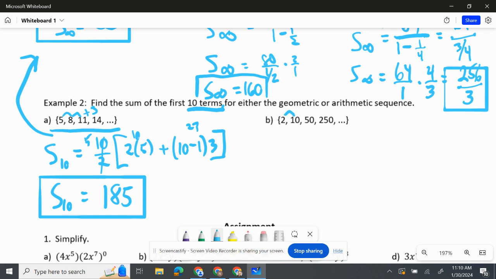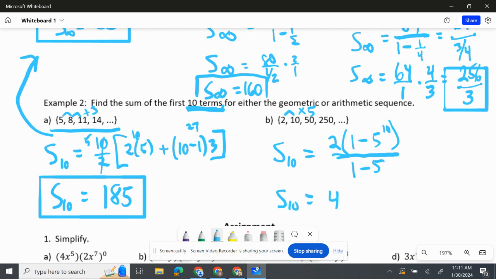For the second one, notice that it's being multiplied by 5, so that means that it's geometric. So I'm going to use the geometric sum formula. Once again, it's not infinite because they're saying how many terms it is. So our first term is 2, and then 1 minus the common ratio, which is 5, raised to the 10th, over 1 minus 5. And that right there is 4,882,812.